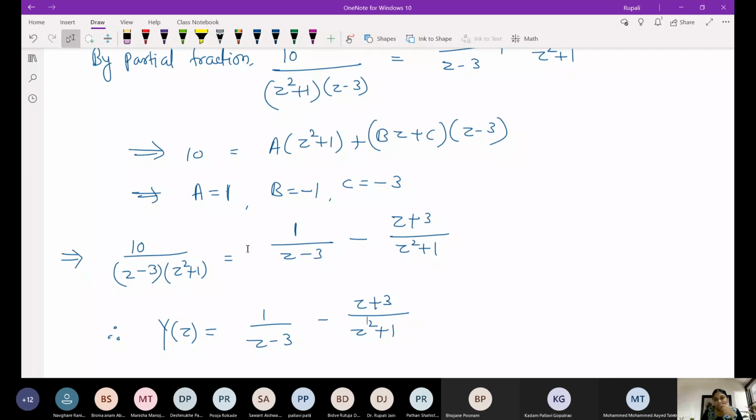What about others? Just you have to compare the coefficients. Az square plus a plus bz square plus cz minus 3bz minus 3c is equal to 10. So the constant term is equal to 10 and the remaining coefficient of z square will be 0, and the coefficient of z also you have to take as 0.